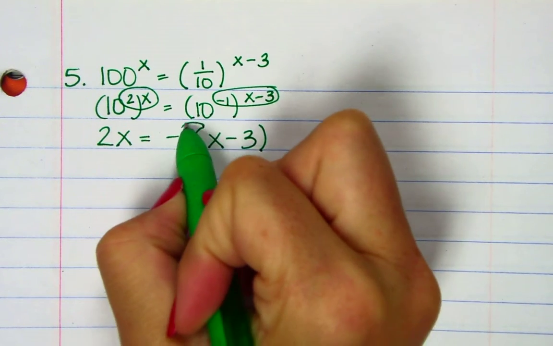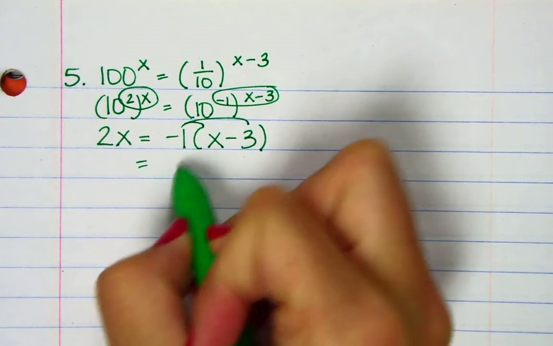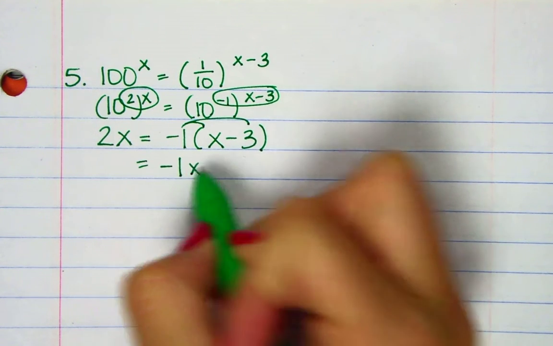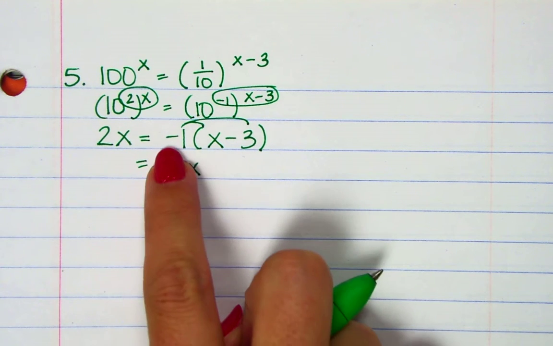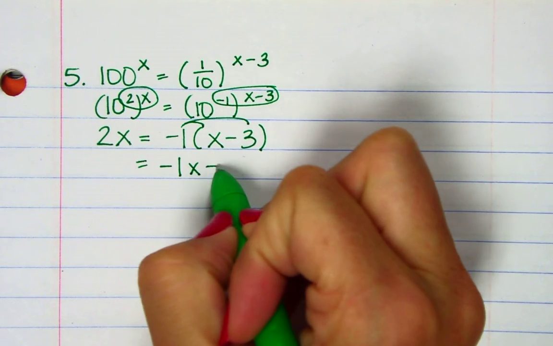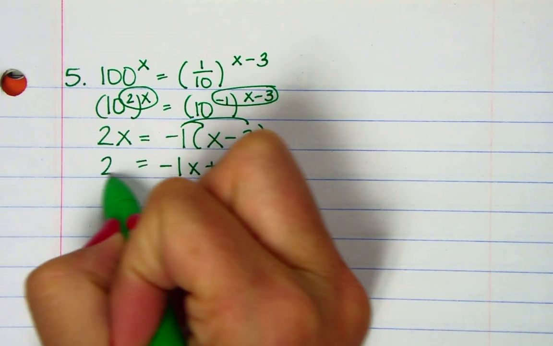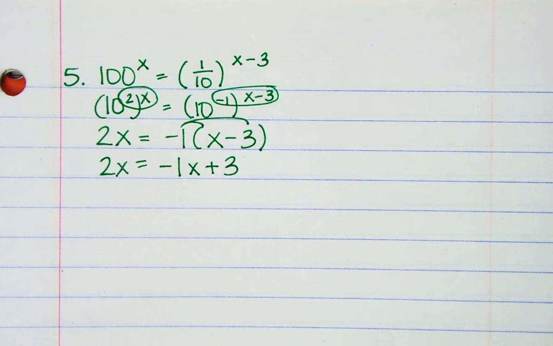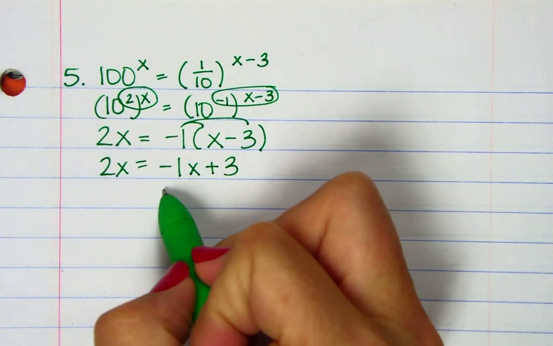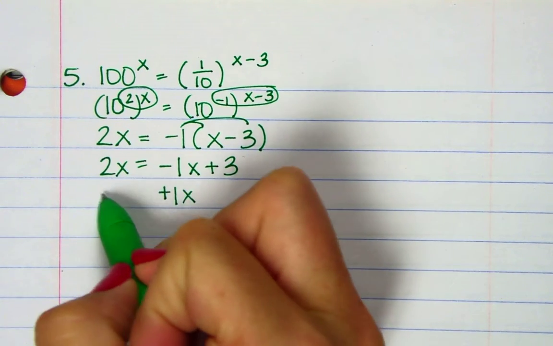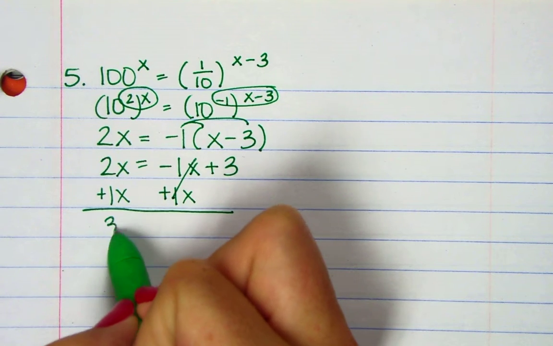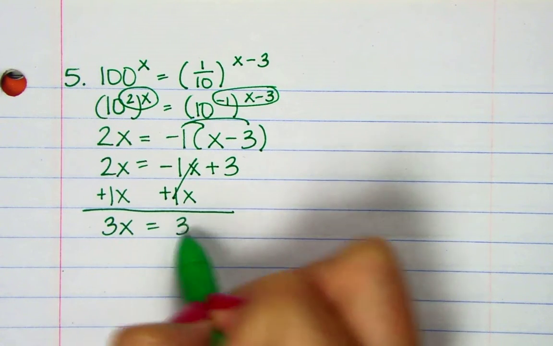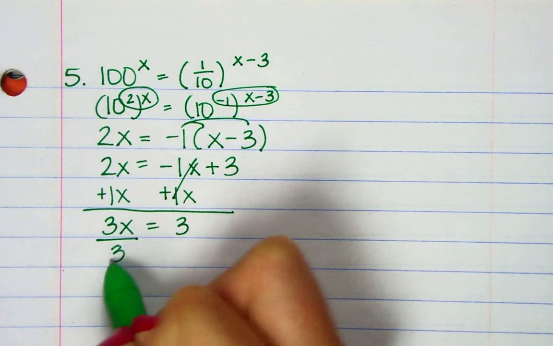I would distribute this. Negative 1 times x, I always write negative 1, okay? I wouldn't just put negative x because I like the numbers to be there so I don't miss it. Negative times negative gives me positive 3. Good. So I've got 2x equals negative 1x plus 3. And I'm going to add my 1x. And then divide by 3.